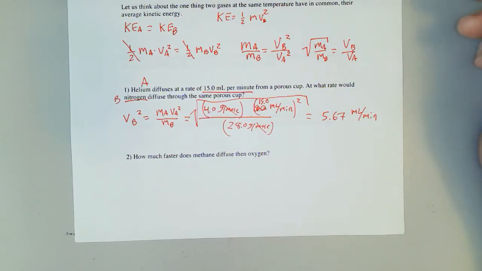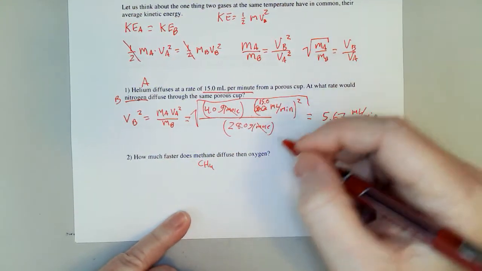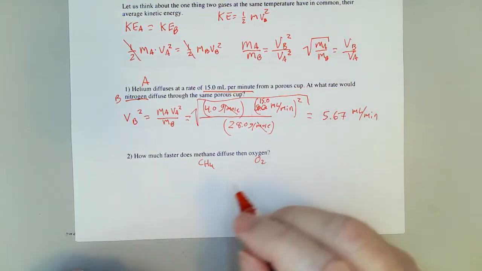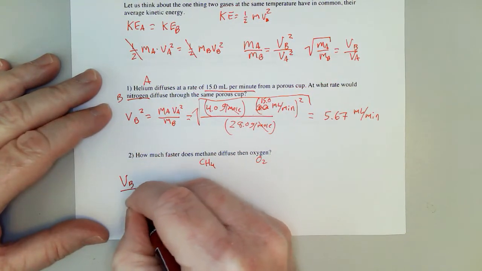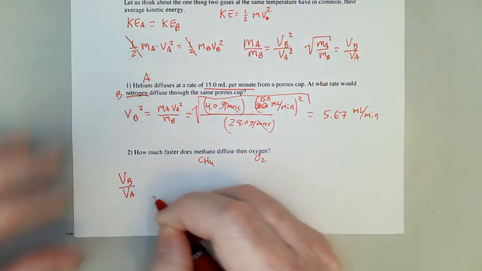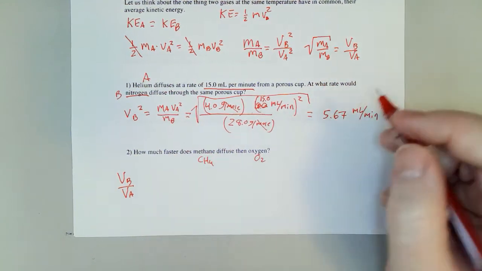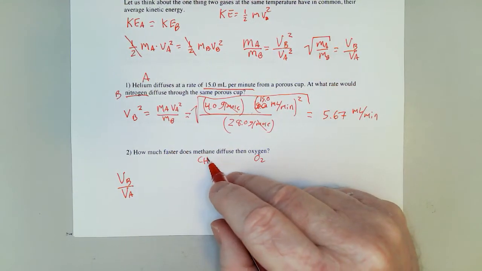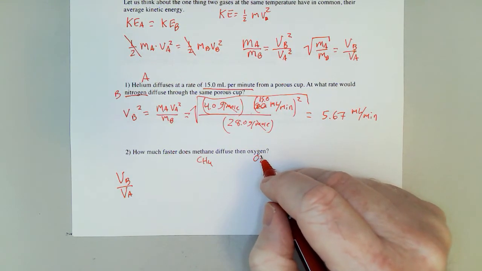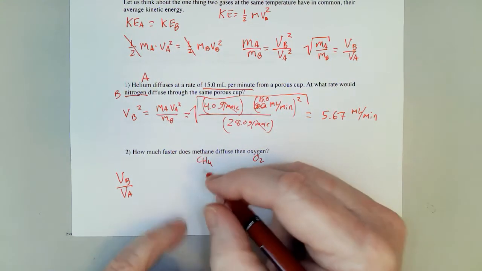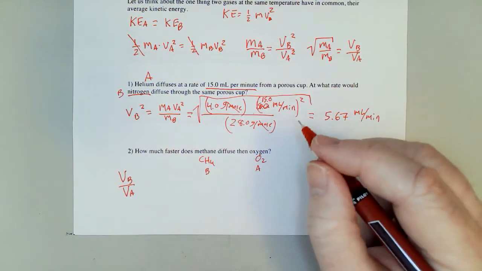Now, how much faster would methane, which is CH4 by the way, move than oxygen, which is O2? What I'm really asking for here is to compare your velocities. The velocity of B divided by the velocity of A. Methane will be faster than oxygen, won't it? We should remember that. So let's make methane B and let's make oxygen A.